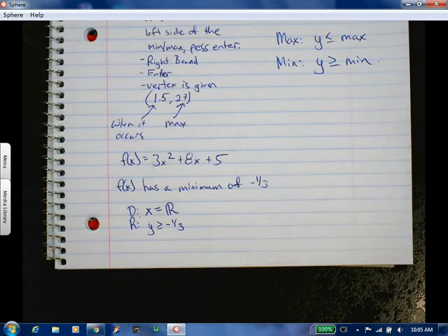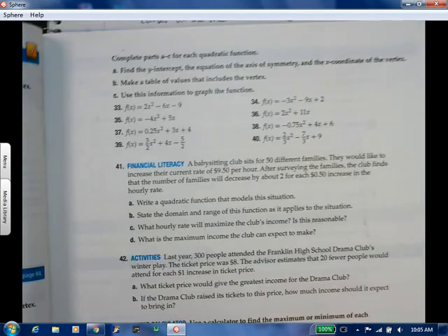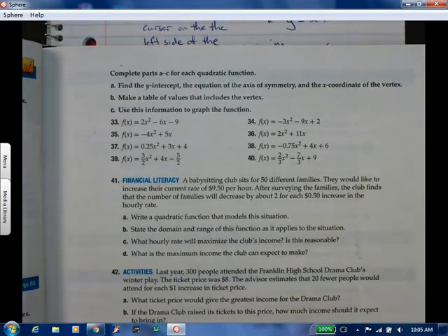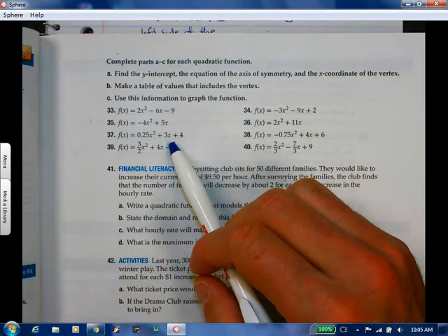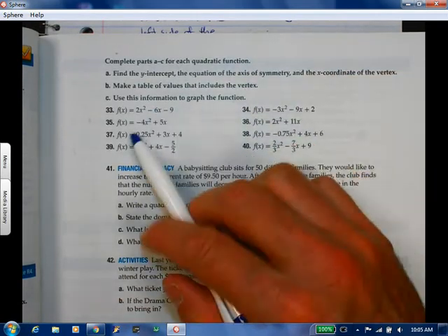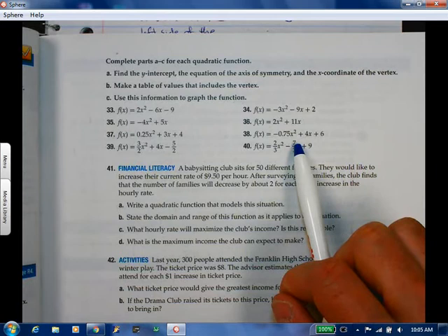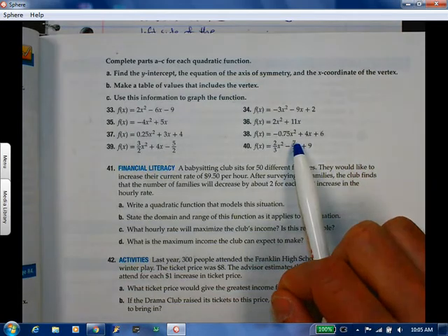Okay. That's a good portion of it. Now, when you get to 33 through 39, guess what? It's going back to the graphing. But what I want you to do for these now, look at some of these numbers. Not very fun, right? You're using the calculator to do this.